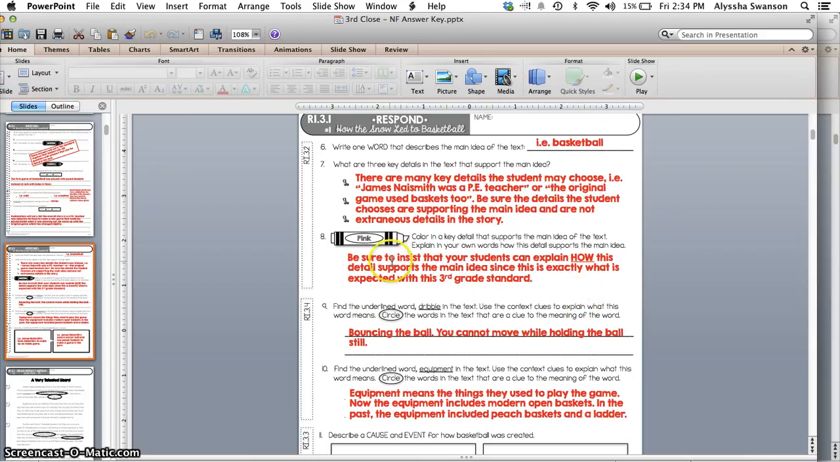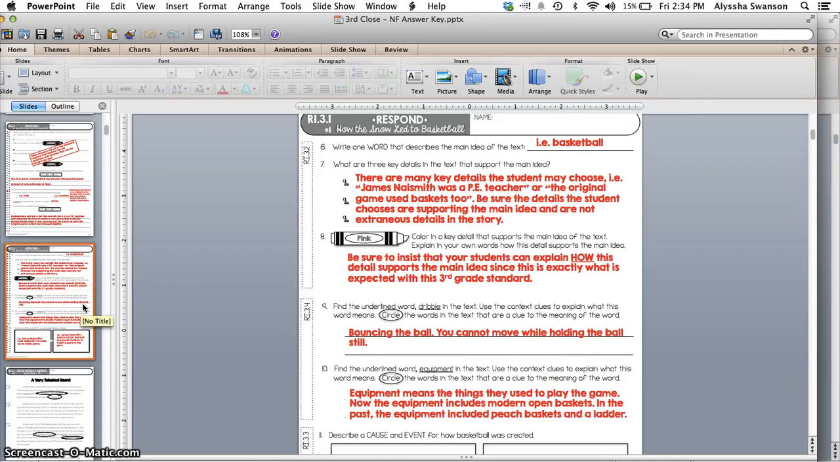For example, here, be sure to insist that your students can explain how this detail supports the main idea, since this is exactly what is expected in this standard. I tried to make it very clear for you to know what you're supposed to be expecting so that you're really getting your students completely ready for any standardized testing, but more importantly, for being strong future readers.